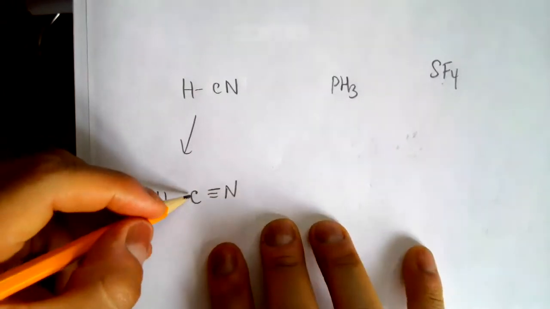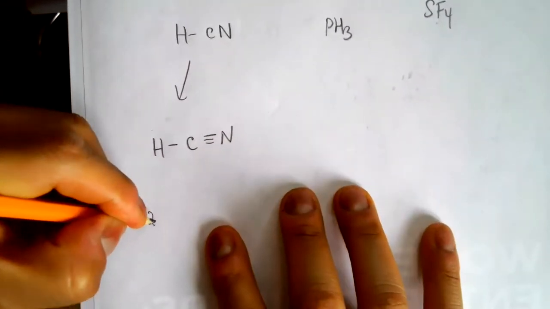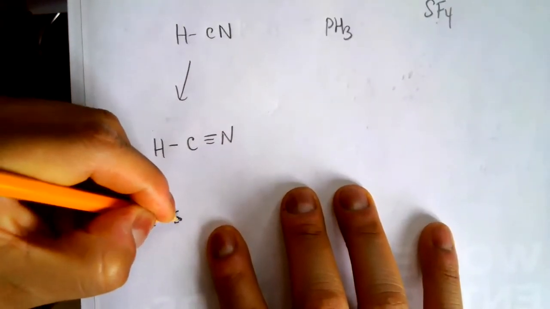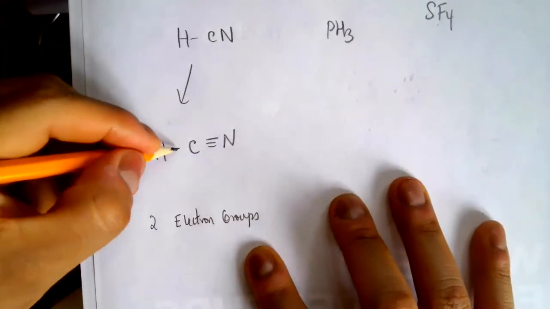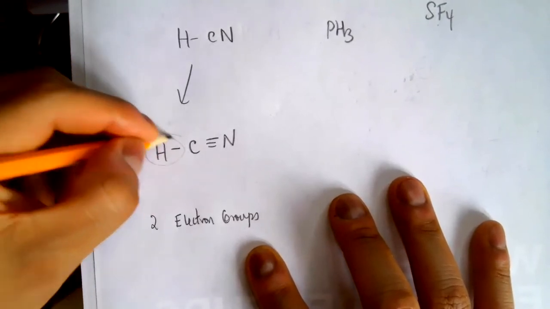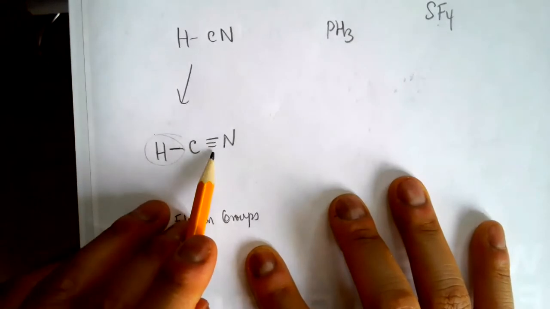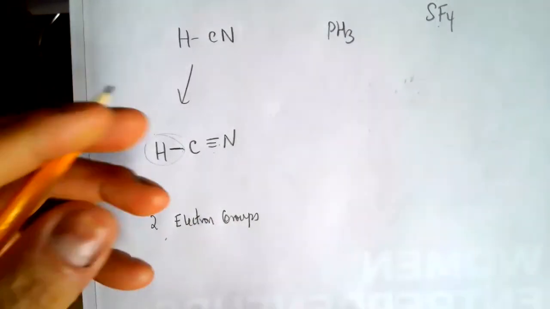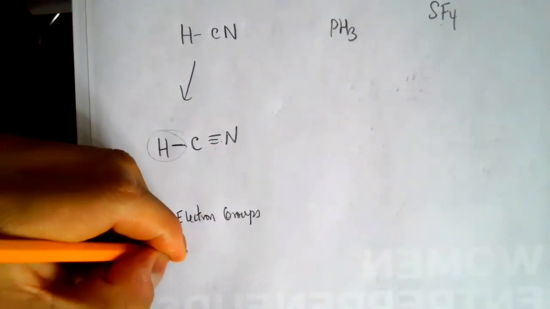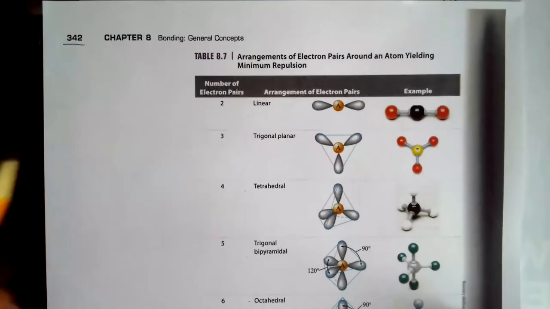So in this case, carbon has two electron groups. How do I know it's 2 electron groups? Because the central atom has 2 electron groups, right? One is with hydrogen, another one is with nitrogen. 2 electron groups. Oh, but this one is a triple bond, that counts as a single electron group? Yes. So 1 and 1, it's only 2 electron groups. No lone pairs. So for 2 electron groups, it should be, as it says here, linear.